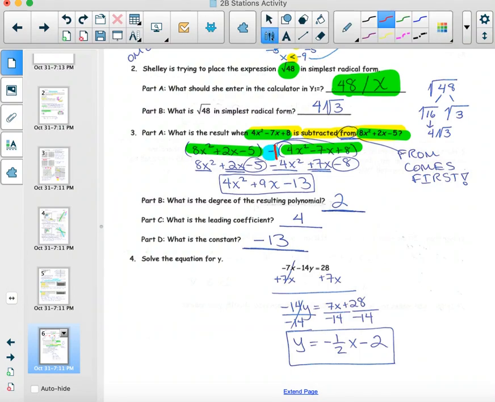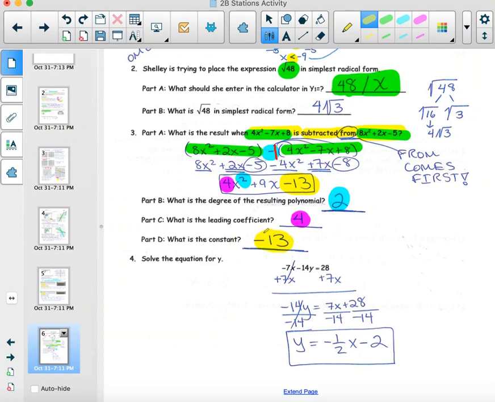Alright, so degree of the polynomial, we've talked about this before. That's always going to be the highest degree, the highest exponent in the polynomial. So that's 2. The leading coefficient means the number out front of the term with the highest degree. So that would be the 4. And then what's the constant? Well, the constant term is just the number without a variable, so that's our -13.